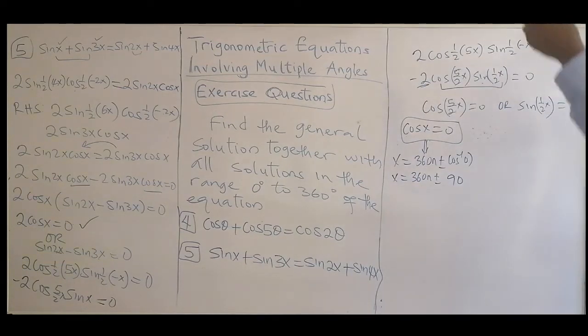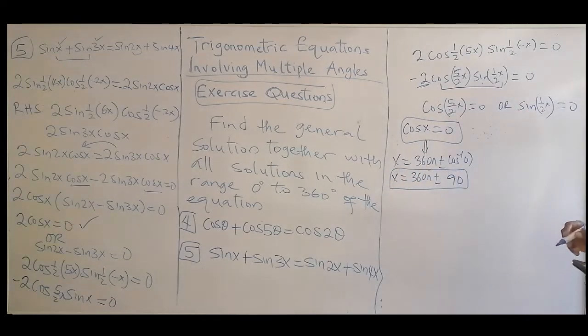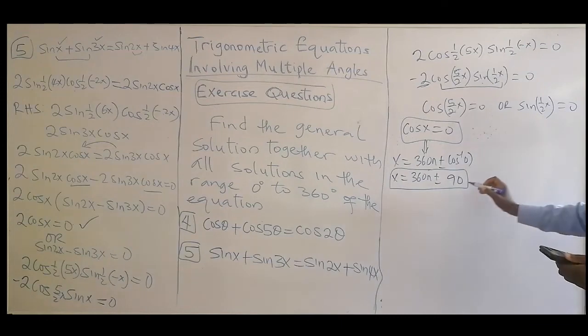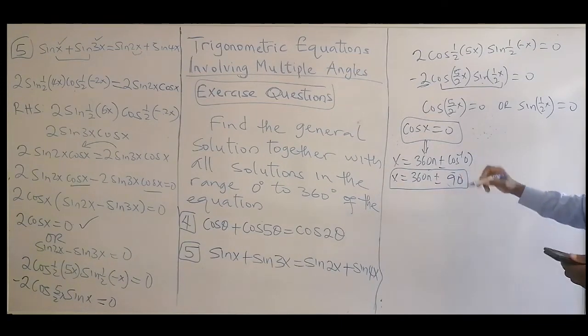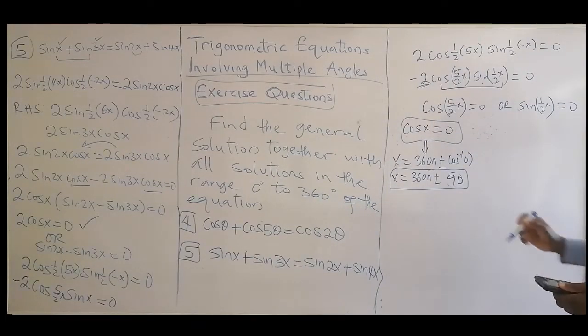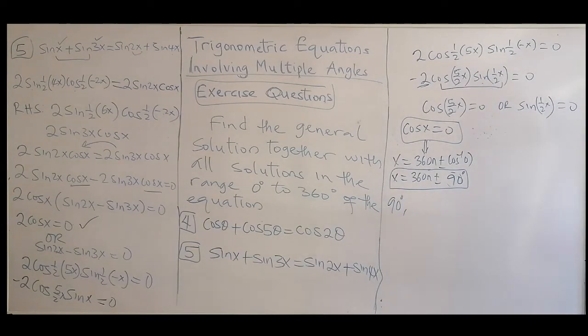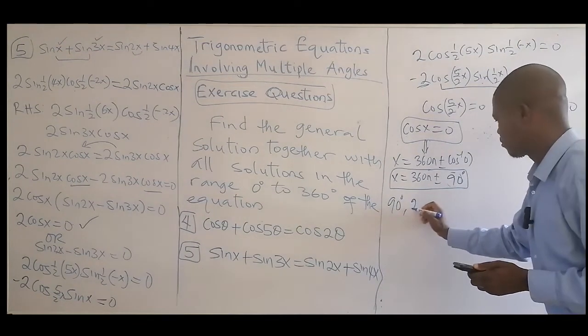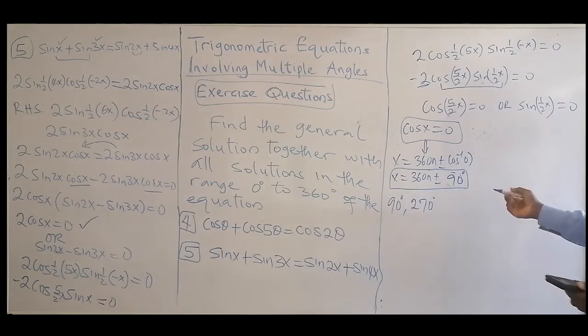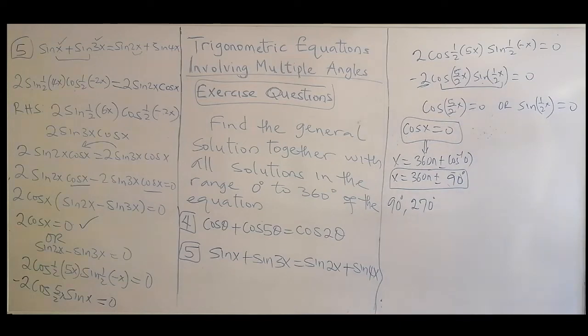So let's get the solution. You only have one solution here, but that's not enough. So we have a range of 0 to 360. When n is 0, we have 90 degrees. When n is 1, we have 360 minus 90, that's 270, or 360 plus 90, which will be outside the range. So I think that's all we can get for this particular equation.